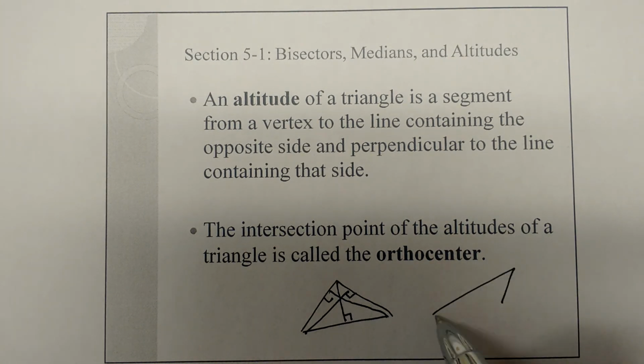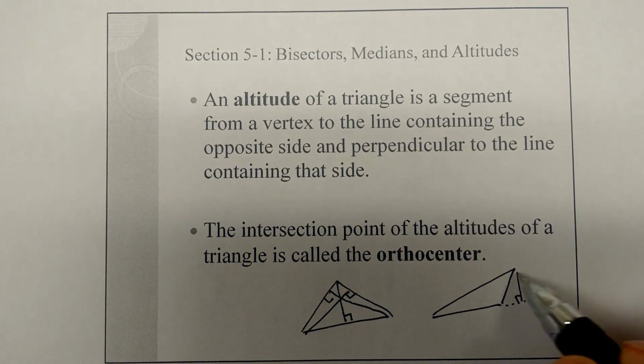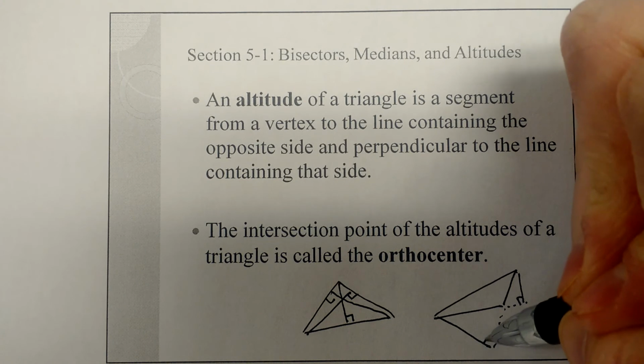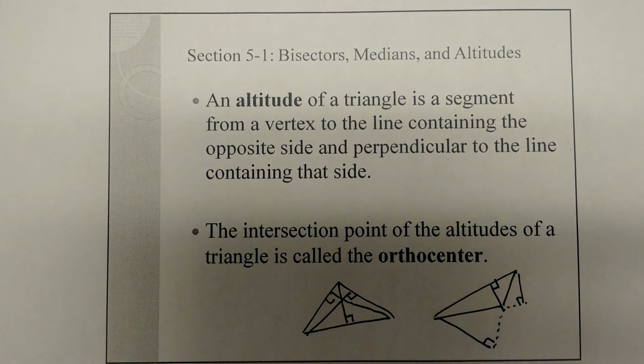But if you have an obtuse triangle, you have to extend the side out. So like that would be the altitude for that corner. This corner, that would be the altitude. And then that would be the altitude.